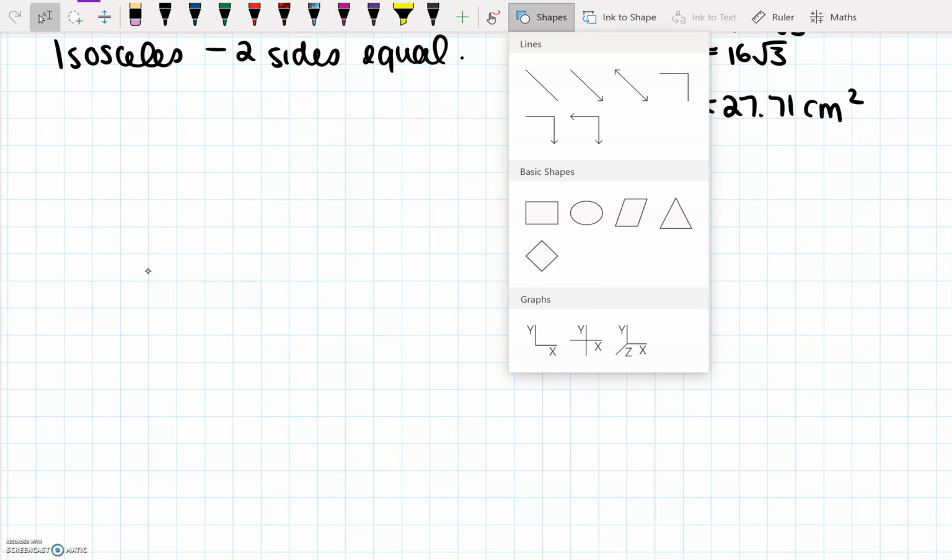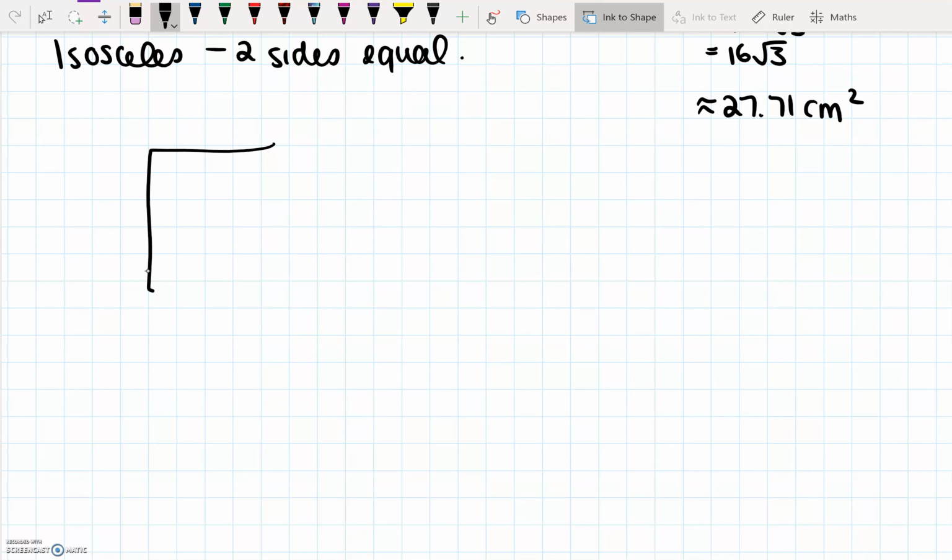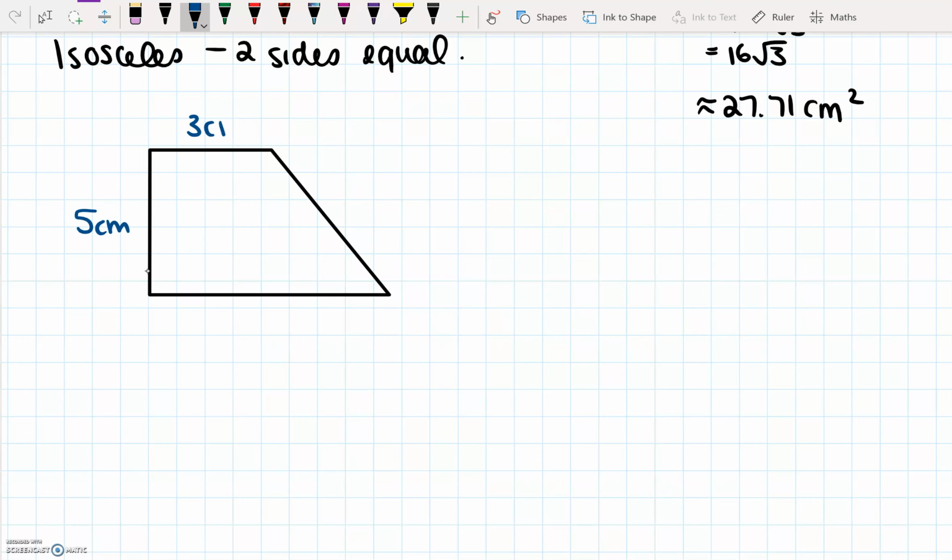Okay, so we can also do it for a shape like this. If you know, for example, let's say that this side is 5 centimeters, this side is 3 centimeters, and this side is, I don't know, 7 centimeters. If I asked you to find the area of this shape, again, we start with that auxiliary line, and in this case, it's going to come down here. We now have a right angle triangle.